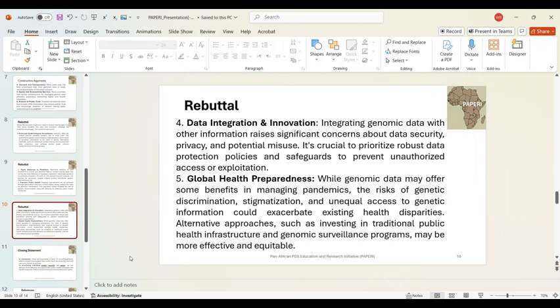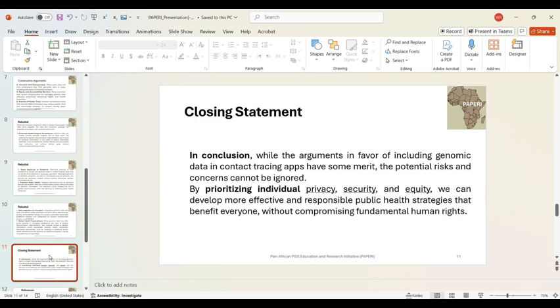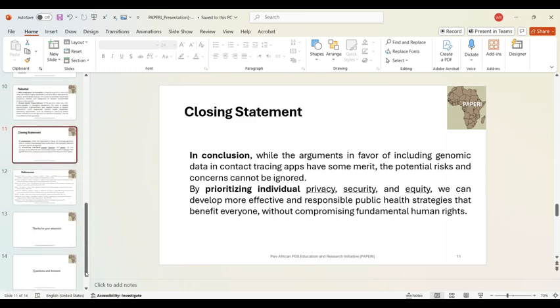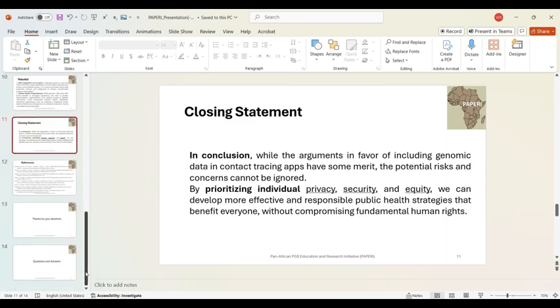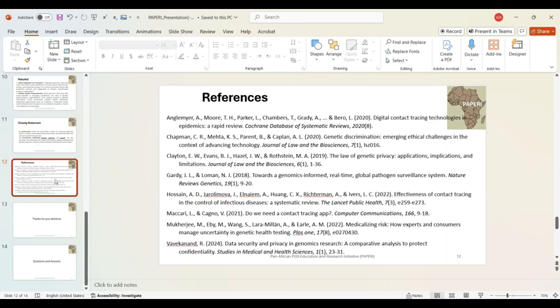In conclusion, while the argument in favor of including genomic data in contact tracing has some merits, the potential risks and concerns cannot be ignored. By prioritizing individual privacy, security, and equity, we can develop more effective and responsible public health strategies that benefit everyone without compromising fundamental human rights. Thank you very much for your attention, and let's look forward to the question and answer.